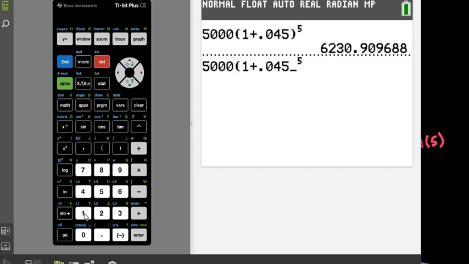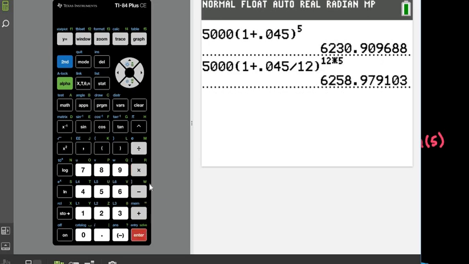It'll allow you to insert. So I can put divided by 12. And then I can go up into my exponent, and again, I can enter and put 12 times 5. So that way I don't have to retype everything, but it really doesn't matter. You can retype it. Okay, notice now everything else was the same except for the 12.